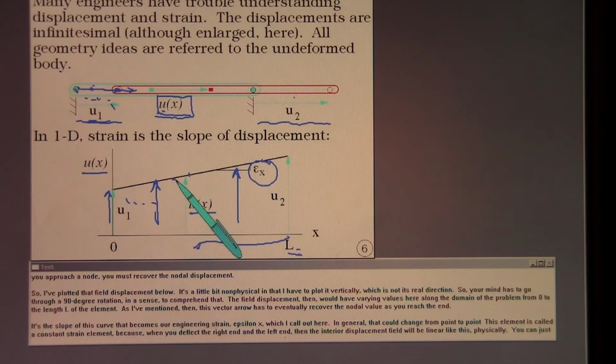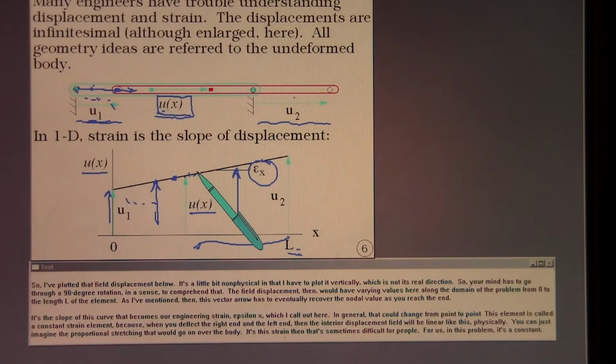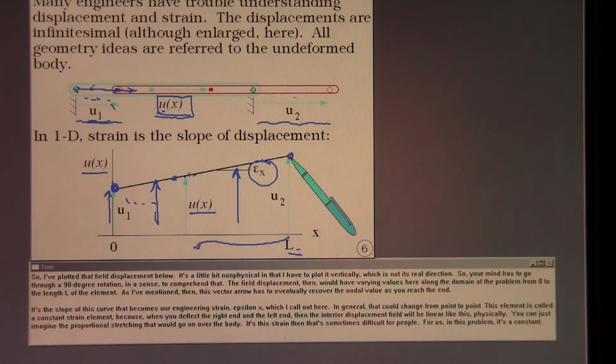In general, that could change from point to point, but this element is called a constant strain element because when you deflect the right end and the left end, then the interior displacement field will be linear like this physically. And you can just imagine the proportional stretching that would go on over the body. But it's this strain that is sometimes difficult for people. For us in this problem, it's a constant.